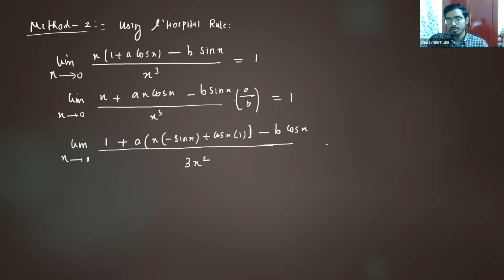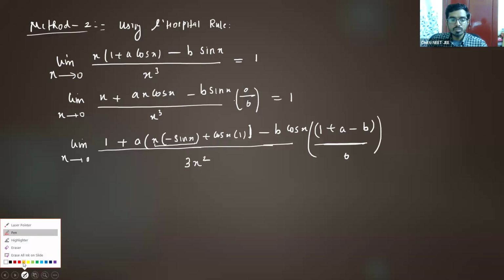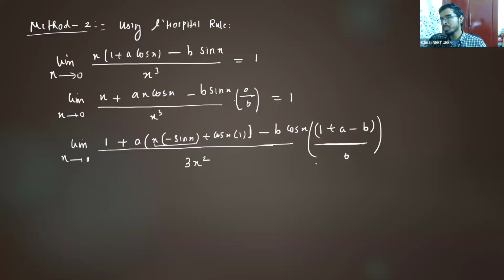Now, when you apply the limit, what happens? Denominator is 0. What happens to the numerator? This will be 0 when you apply the limit. This will be 1. So we have 1 plus a minus b. Is it clear? When you apply the limit, you will have 1 plus a minus b. Now, surely, numerator has to be 0. Then only it will be 0 by 0 form. Then only we have a finite limit. So surely, numerator has to be 0.